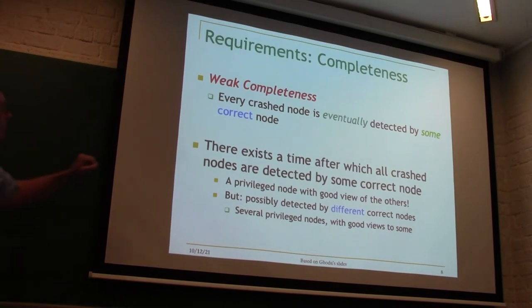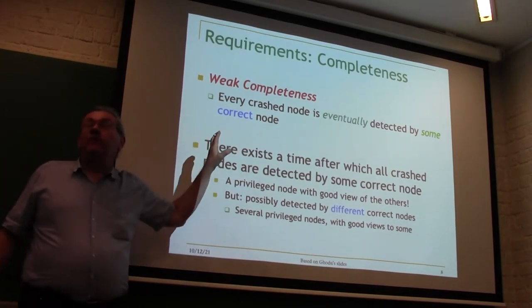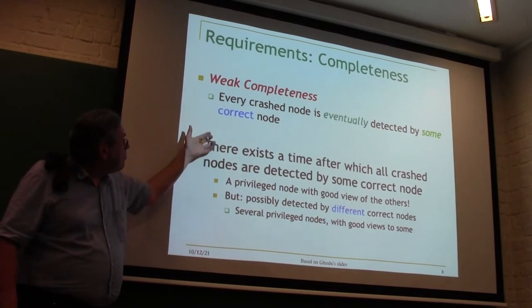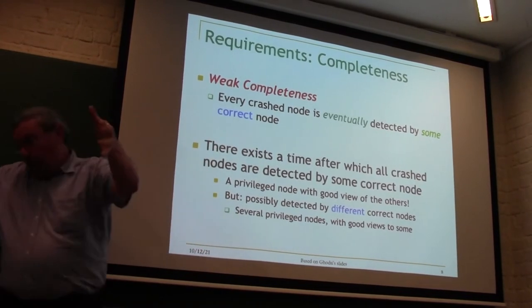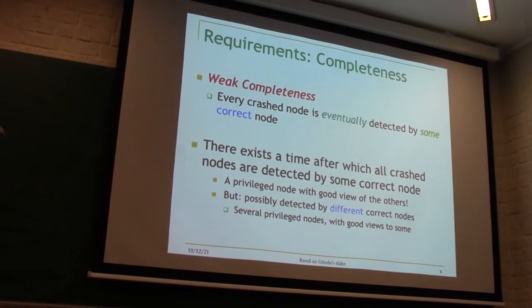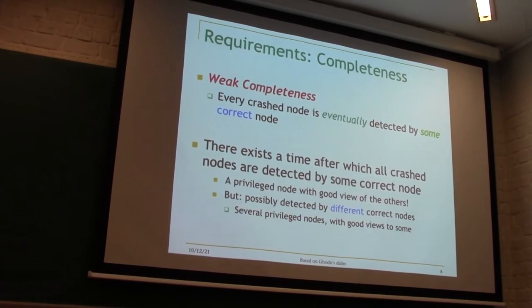I'm telling you this because sometimes you have this. And in real networks, typically it's when you have nodes that are far away, in weak places. Okay, so you have strong and weak completeness. See the difference? With the weak one, you have some privileged nodes.